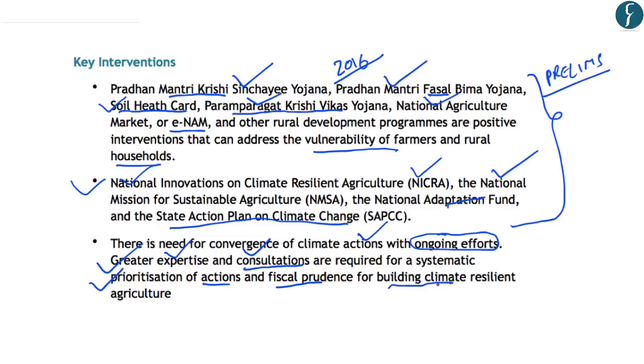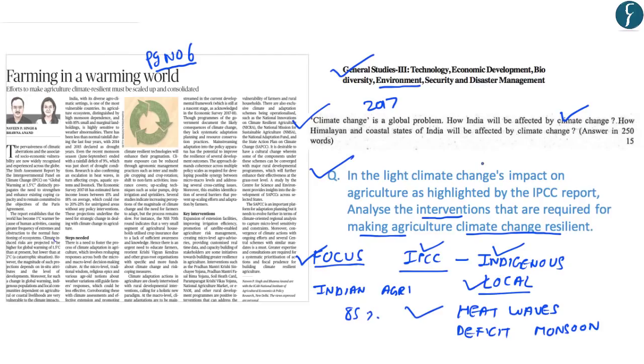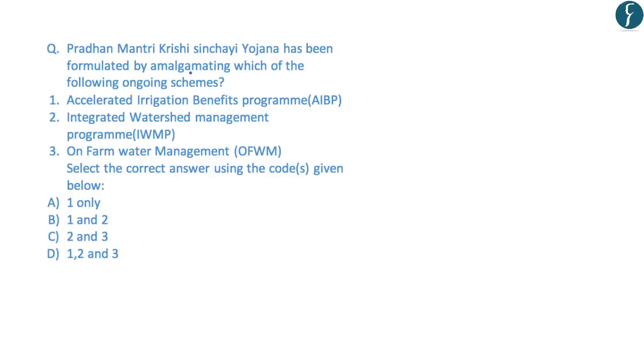So there can be interventions at the micro level and the macro level. And these are some of the key interventions, and they need to be converged and should be more focused on the climate change's impact on agriculture. Now, as discussed earlier, these points can be used in answering this question from your mains examination point of view. Now, as mentioned earlier, all the programs and policies which are related to agriculture which have been mentioned in this article are important for us from preliminary examination point of view.